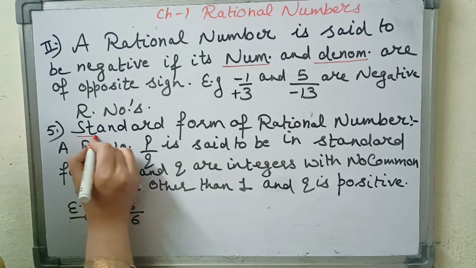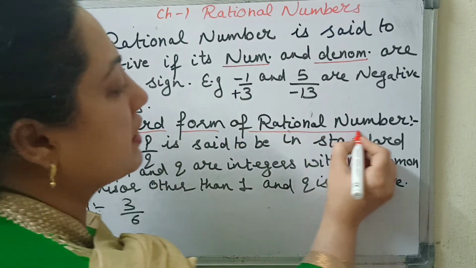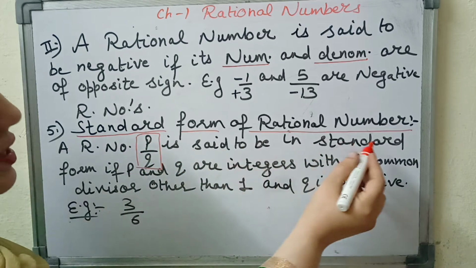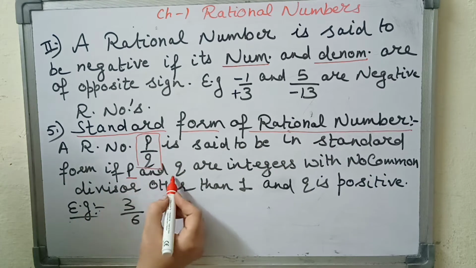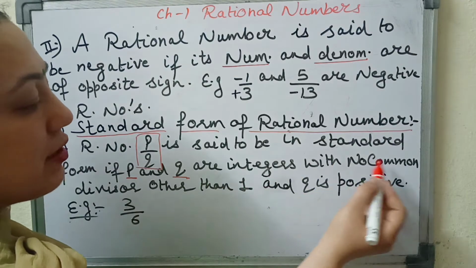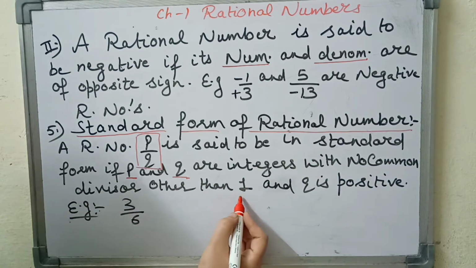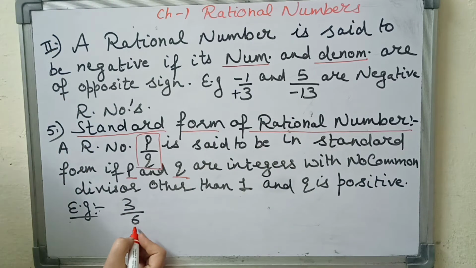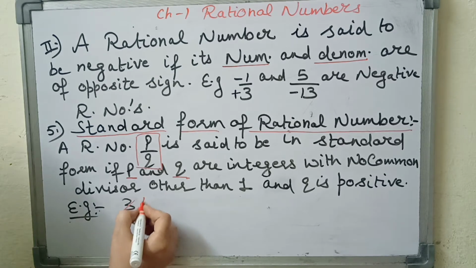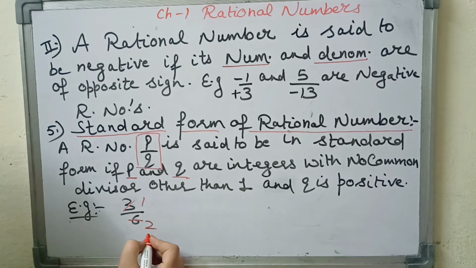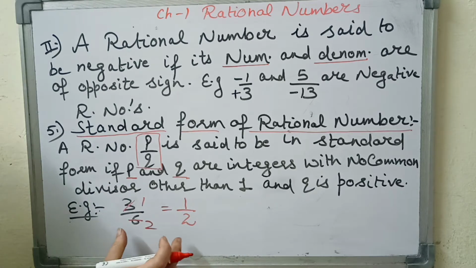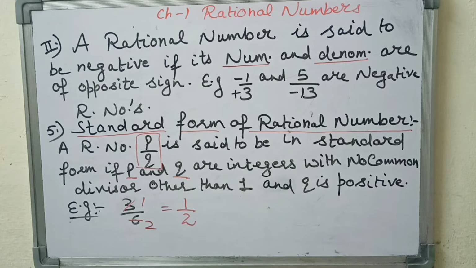Now, next definition is the standard form of a rational number. A rational number p over q is said to be in standard form if p as well as q are integers with no common divisor other than 1 and q is also positive. For example, 3 over 6. You everybody know 3 over 6 has a common factor 3, because when I cut 3 with 6, 3 ones are 3 and 3 twos are 6, then it is converted into the standard form 1 over 2. So this is the standard form of a rational number.